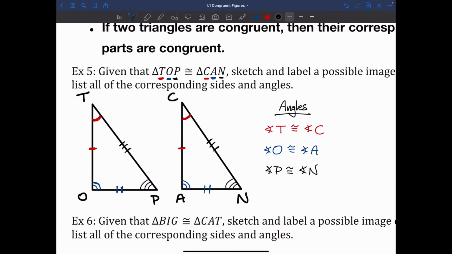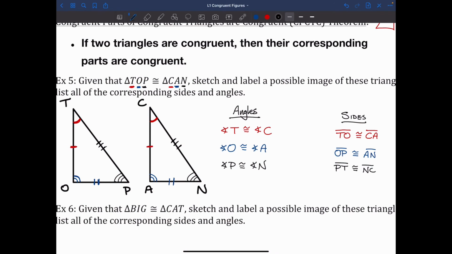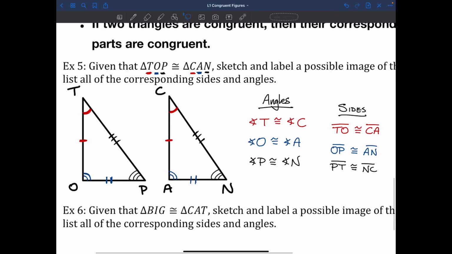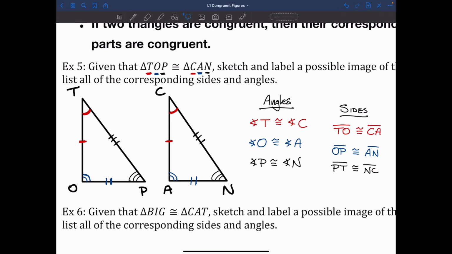All right, so we've got these sides that we matched up to be the same and wrote statements for. We've also got these angles. And again, it matters what order you write the letters in your triangles: triangle TOP and triangle CAN. I labeled those triangles in the same order. So what I'd like you to do is pause here, leave this one on the screen, and try out number 6.